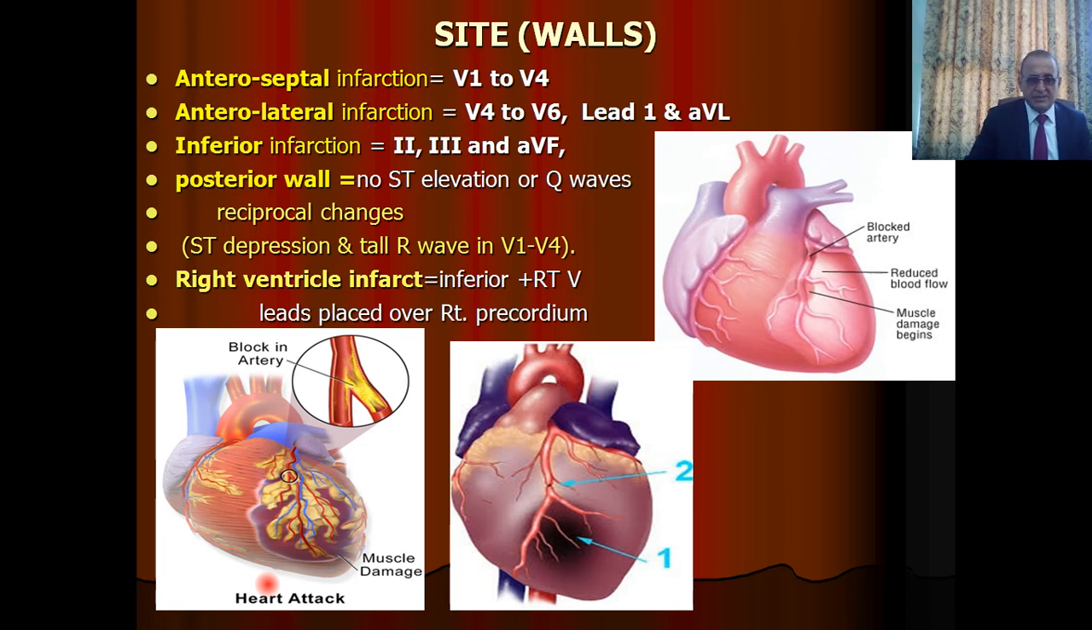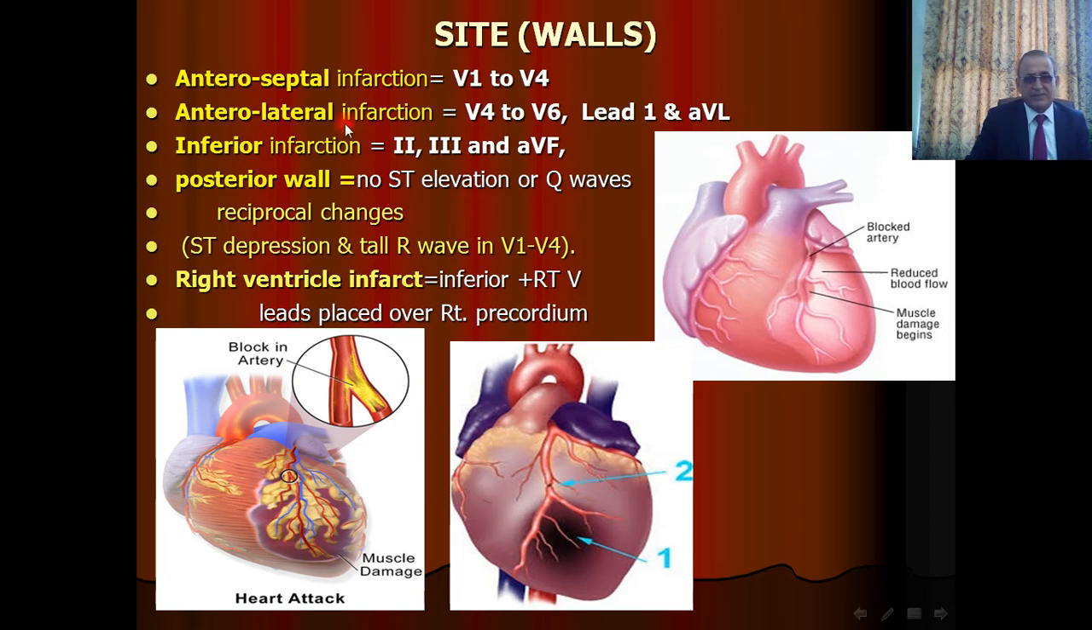The next step is to know which wall is involved to assess the extent of infarction. For example, this is the heart. The left ventricle has three walls: anterior, inferior, and posterior. According to the artery, this right coronary artery supplies this area. The left anterior descending supplies this area. The circumflex supplies the posterior and another part. So when you have infarct, the ECG changes reflect the wall that's affected.